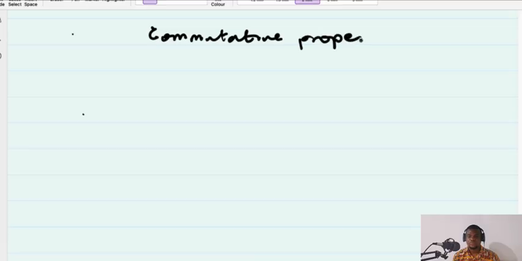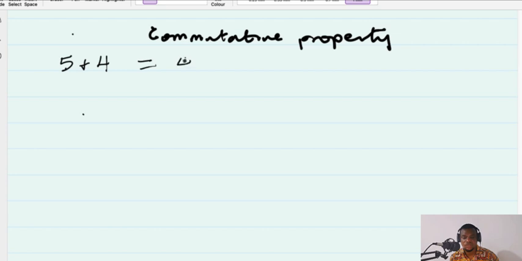Welcome to this lesson. In this lesson, we are looking at the commutative property. When we say commutative, what we mean is that if you operate two numbers on each other and you interchange the numbers, you will get the same result. For instance, if we have 5 plus 4, then we interchange the position, 4 plus 5, and we are able to get the same result as 9, then the operation is commutative.